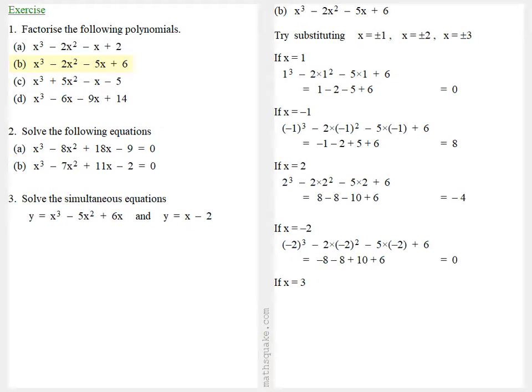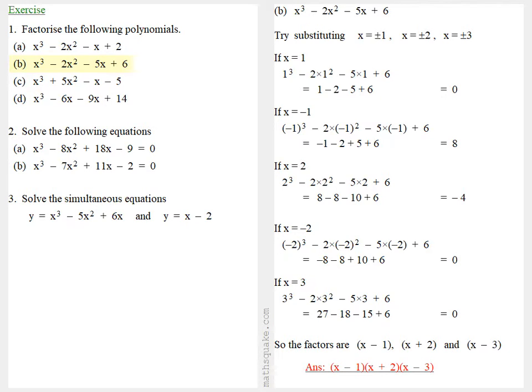If we try x equals 3, we get 3 cubed minus 2 times 3 squared minus 5 times 3 plus 6, which is 27 minus 18 minus 15 plus 6, which is 0. So we got 0 when x is equal to 1, x is equal to minus 2, and x is equal to 3. So the factors are x minus 1, x plus 2, and x minus 3. So the original factorizes as x minus 1 into x plus 2 into x minus 3.